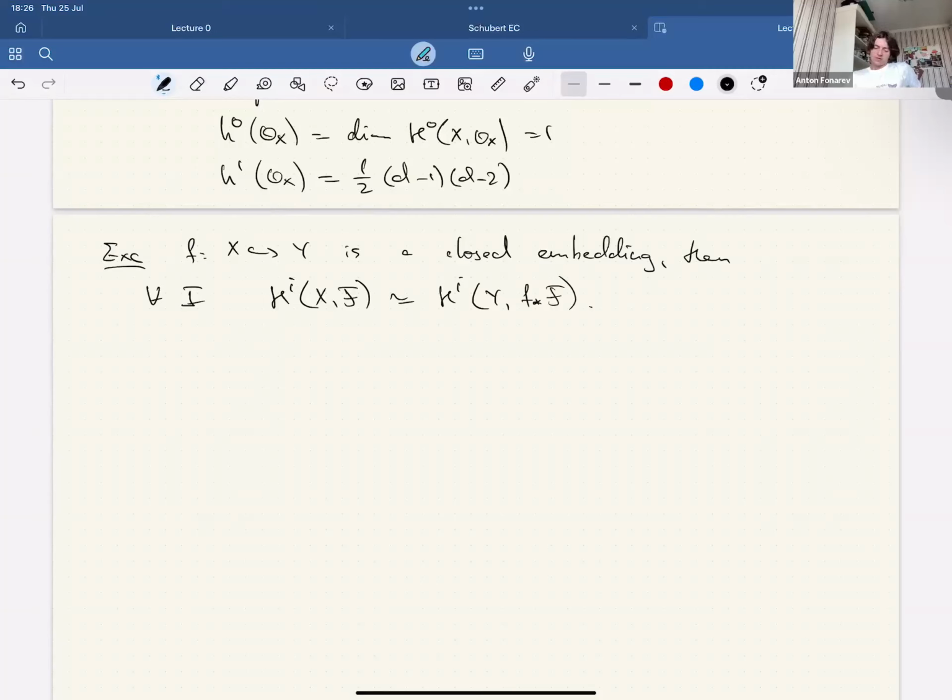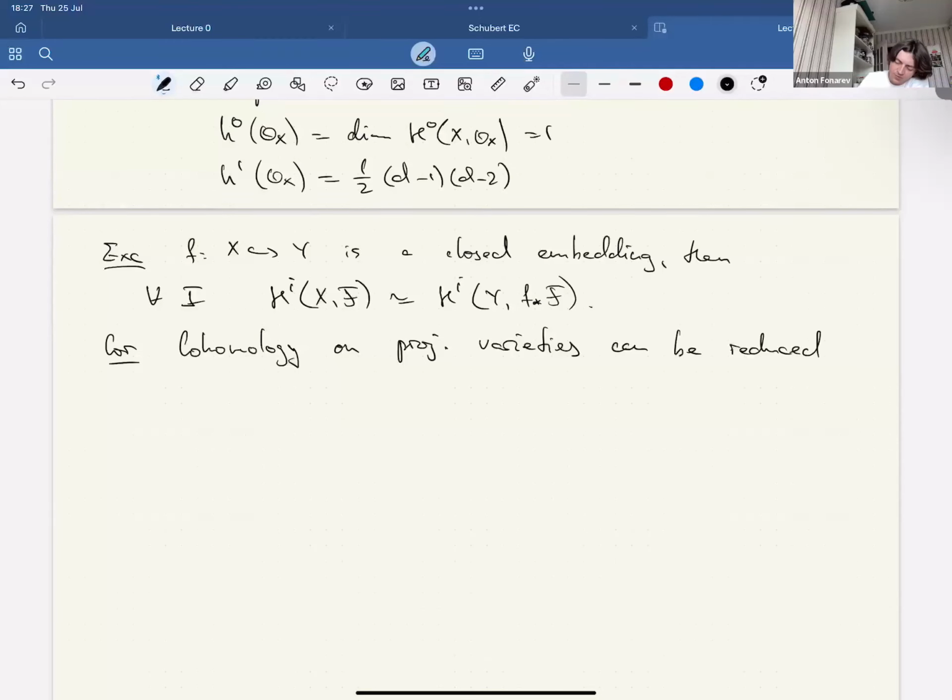As a corollary, cohomology on projective varieties can always be reduced, since by definition, if you wish, projective is something that can be embedded in a projective space. This can be reduced to computations on Pn.